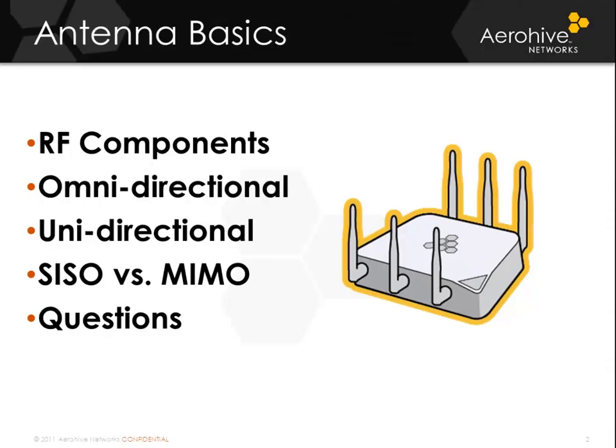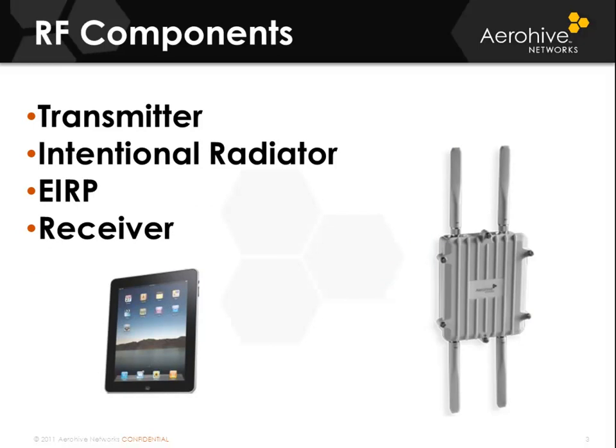In this session we'll be covering radio frequency components, omnidirectional antenna, unidirectional antenna, single input single output versus multiple input multiple output antenna, and hopefully answering some of the questions you may have about the use of different antenna types. RF components begin simply with the transmitter, then the intentional radiator, the equivalent isotropically radiated power, and the ultimate receiver.